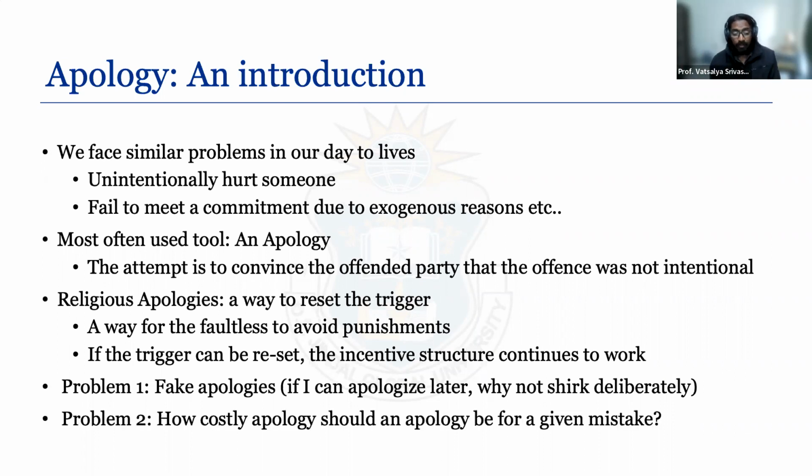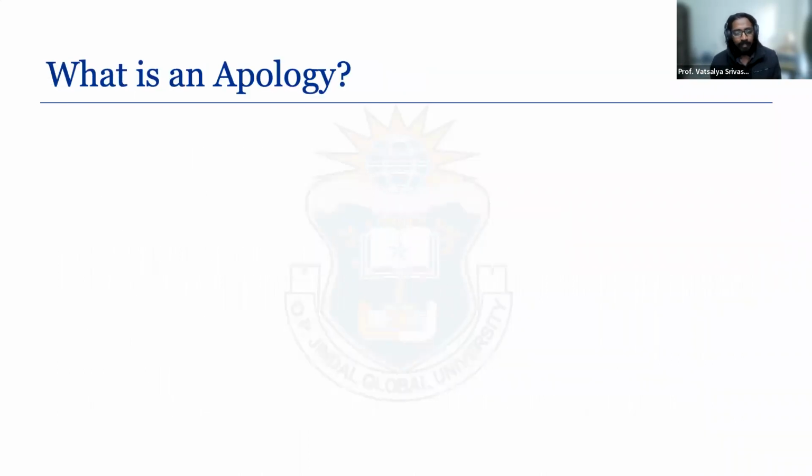Problem number 2, how do you figure out how costly an apology should be for a given mistake, right? Is it something to do with how much harm I have caused? Is it something to do with what was the probability of the mistake? Is it something to do with how much I gained from it? Now, these are questions that can be set up in a formal theoretical economic model, which is what I had done in my paper, to try and address these questions, right?